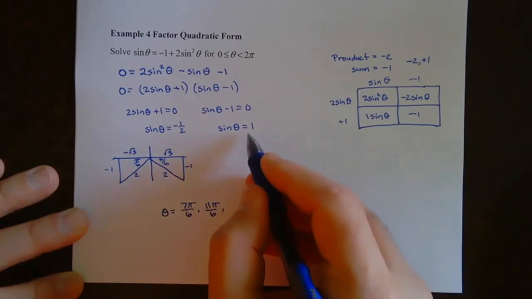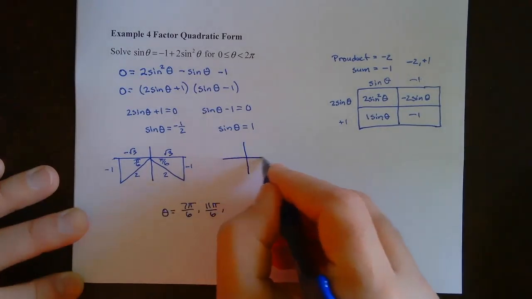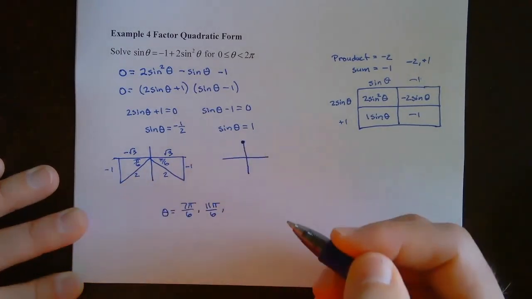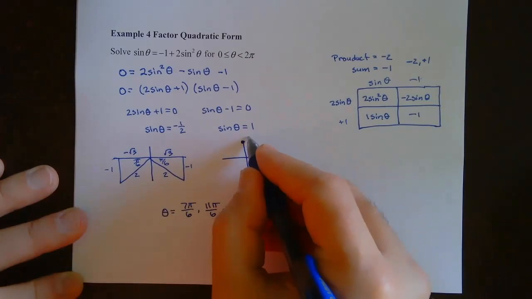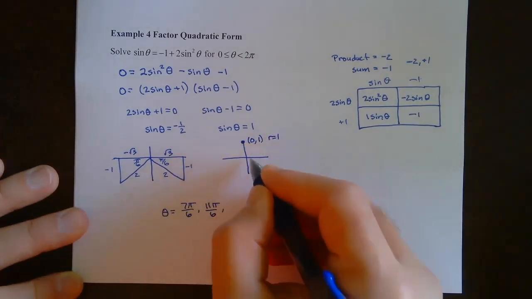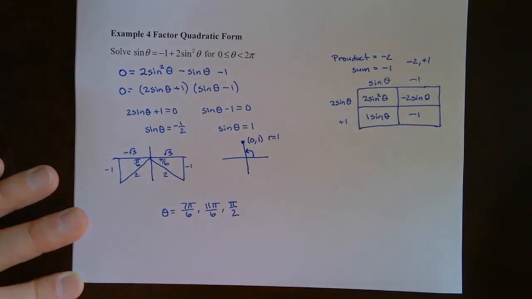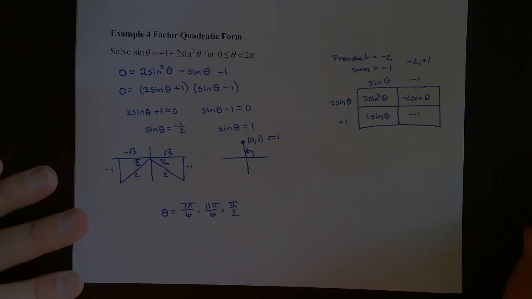Okay, and then we need to do sine of theta is equal to 1, right? That'd be 1 over 1. That's only going to happen right here. Okay, that's the only place where x would be 0, y would be 1, and r would be 1, right? It's that angle right there. And that angle is pi over 2. And there's 3 answers to this one, okay? All right, guys, that's quadratic form, okay? And let's go to the next one.